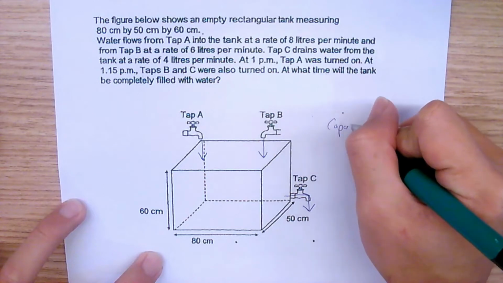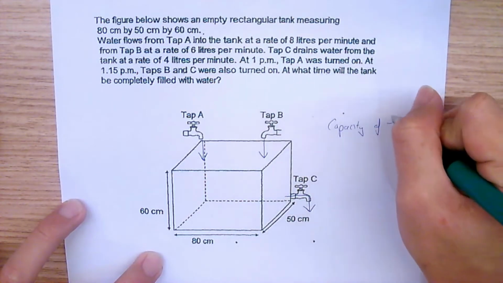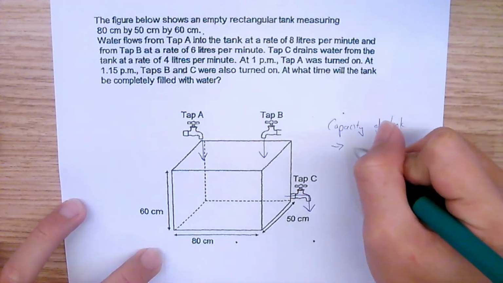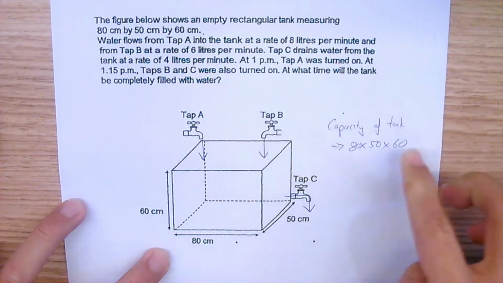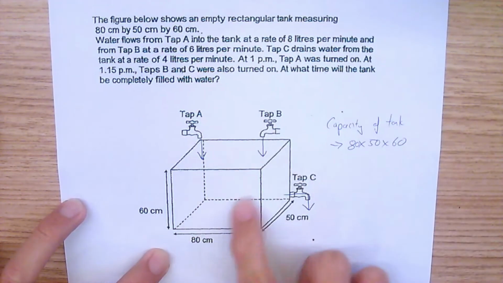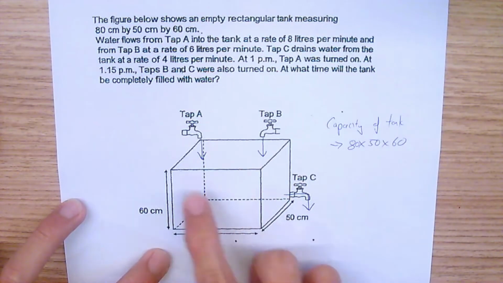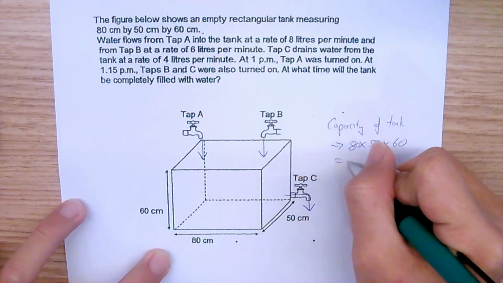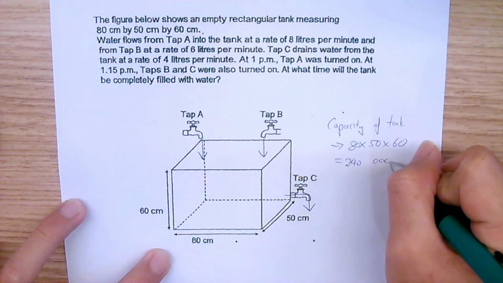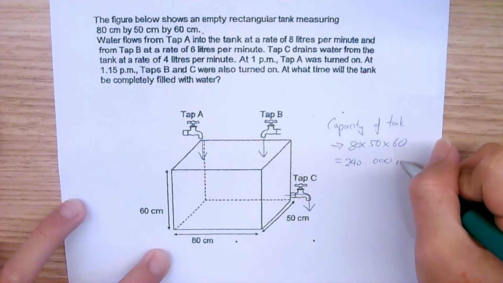So capacity of tank, that will give us 80 multiplied by 50 multiplied by 60. If you cannot remember, the capacity of a cuboid will be length times breadth times height, which is why I did this. So let's just throw that inside a calculator. Let's see what we get. Okay, 80 multiplied by 50 multiplied by 60, and that will give us 240,000 cm cube of water.